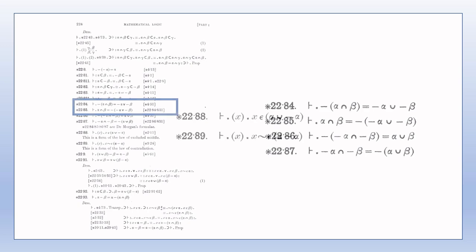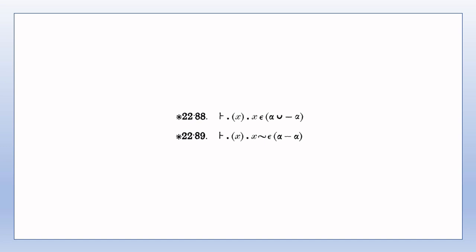22.88: every object of a certain type must be a member of the logical sum of a class and its negation. And 22.89: no objects of a given type can be a member of the logical product of a class and its negation. In this chapter and henceforth, it will be very usual to see the class symbols alpha, beta, and so on, rather than the x hat phi x notation for classes.